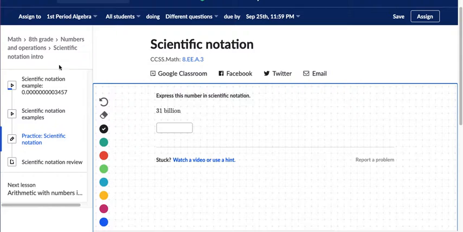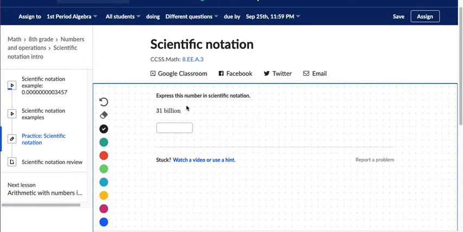Okay, express this number in scientific notation. Okay, this may not be fair. You may not know how many zeros are in a billion. And there's actually videos on YouTube, if you're ever interested, that talk about how a billion should not actually be a billion. It should actually be what we use as a trillion. But that's beside the point.